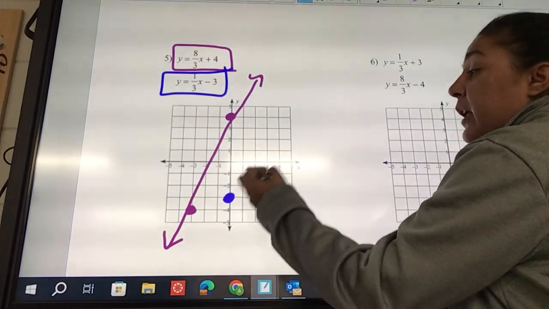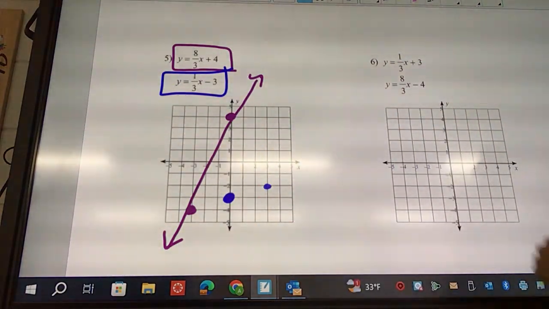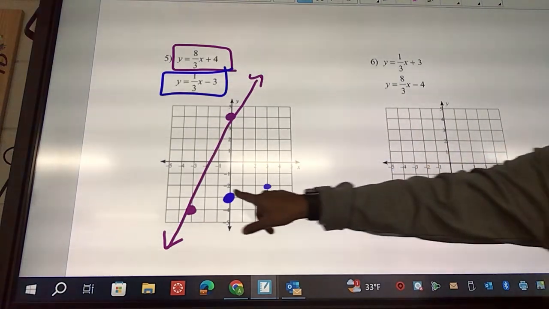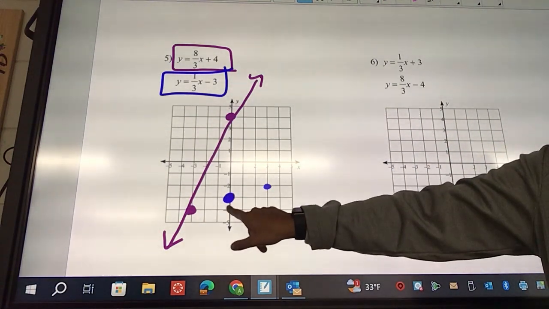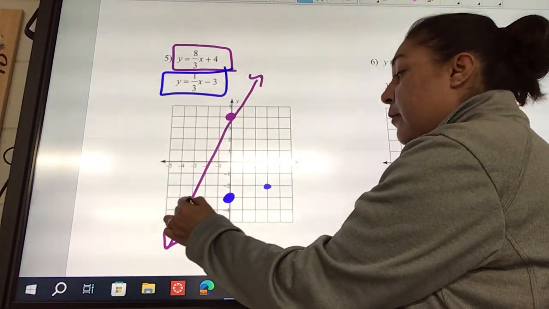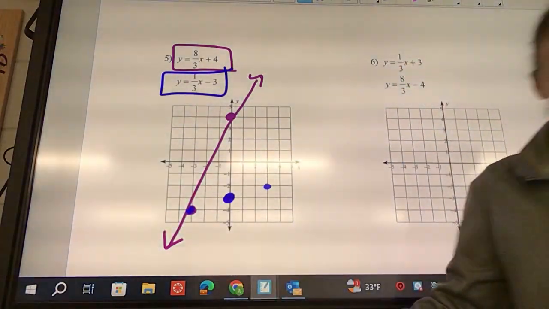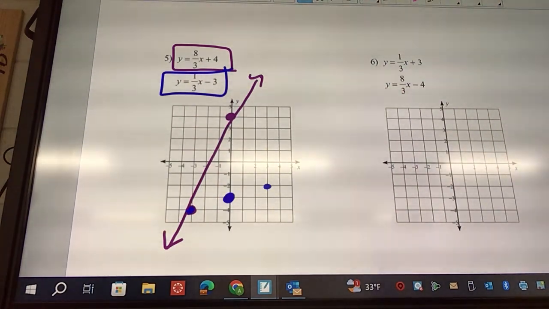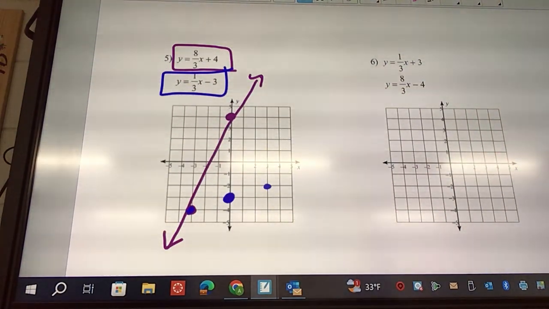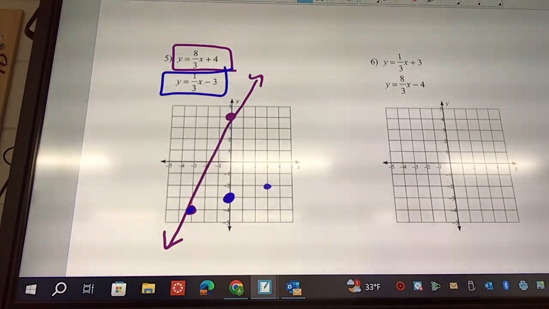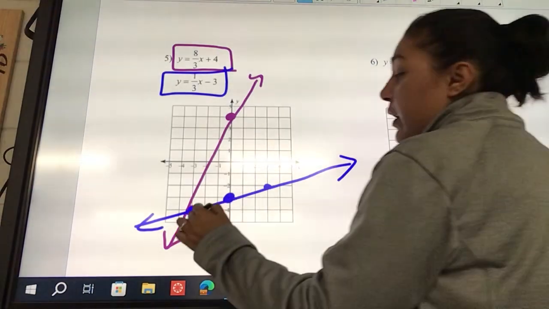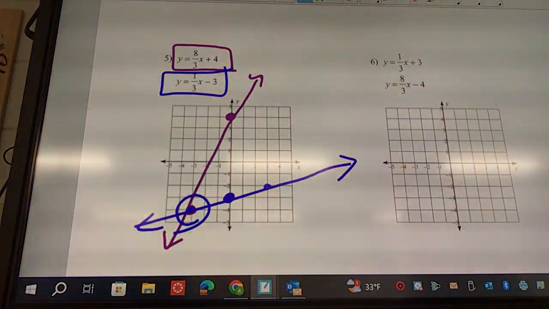Well, no matter how much I keep going up and over and up and over, is that ever going to intersect going this way? No. Okay, so you can also go down 1 and over 3. Okay, and notice how both of my dots right here are blue and purple. That's our intersection point. Okay, and we need to circle that one. So when you're done with marking both of them, go ahead and circle it. That's your intersection point.